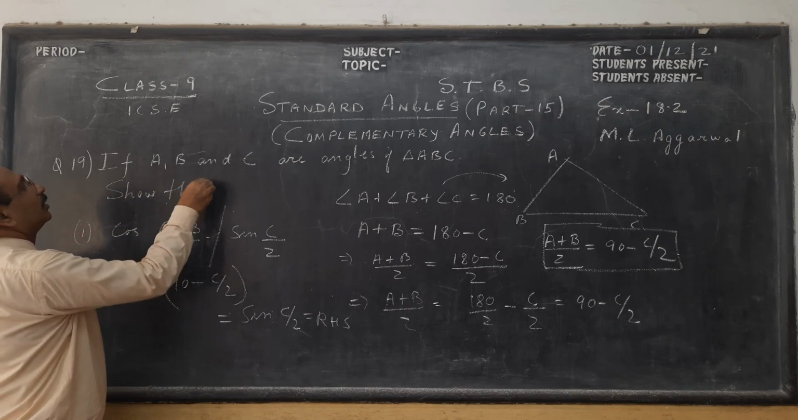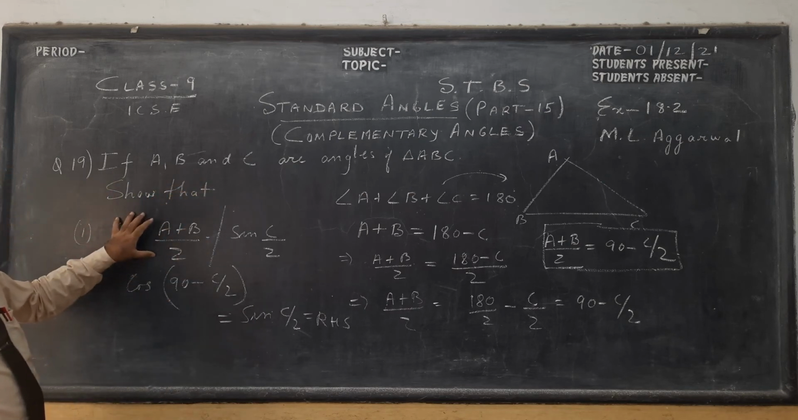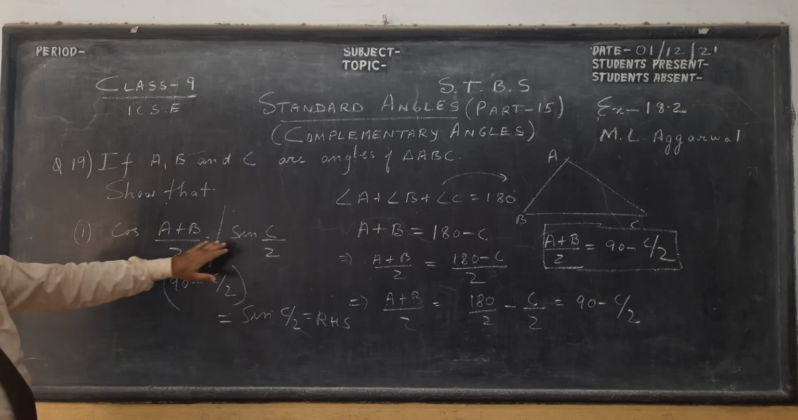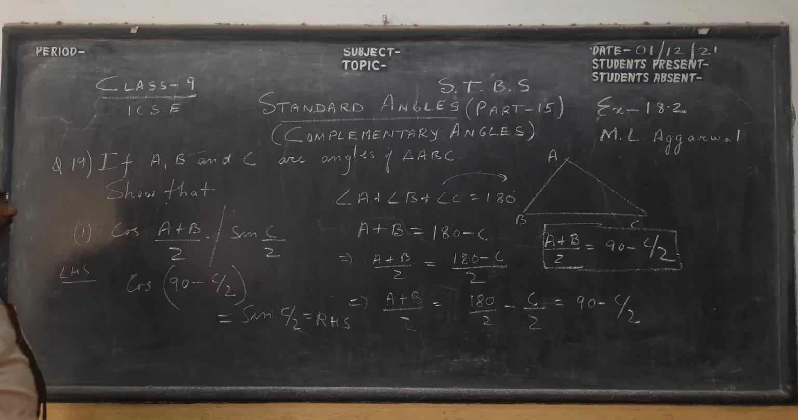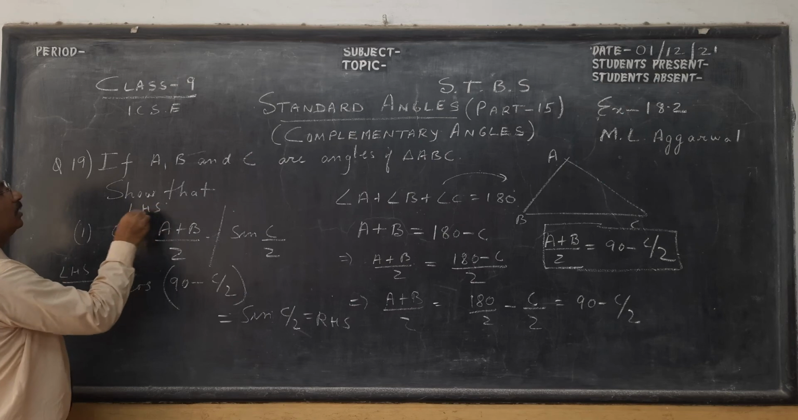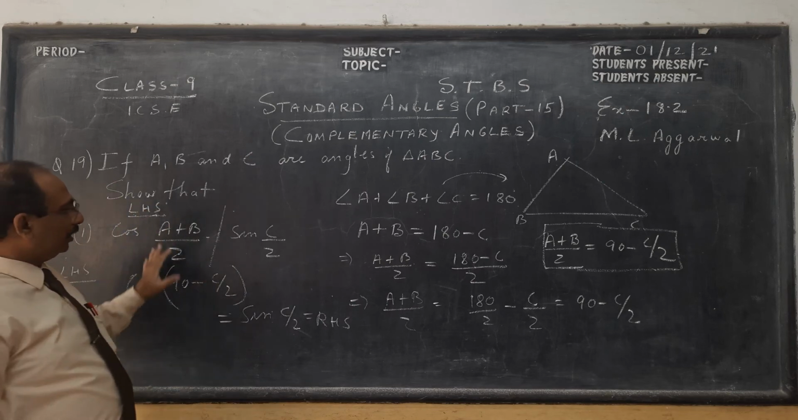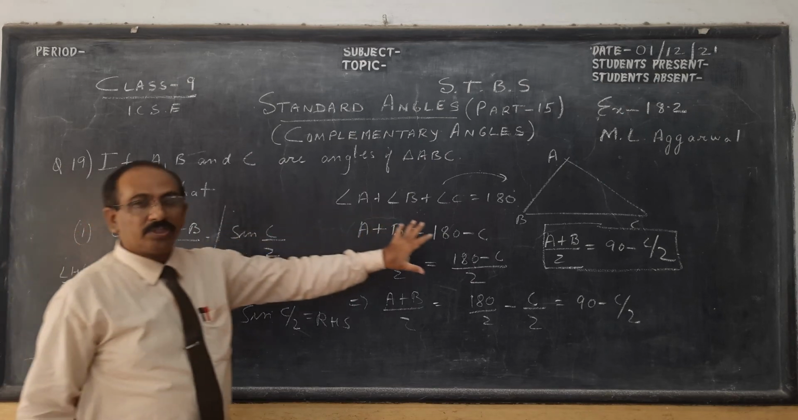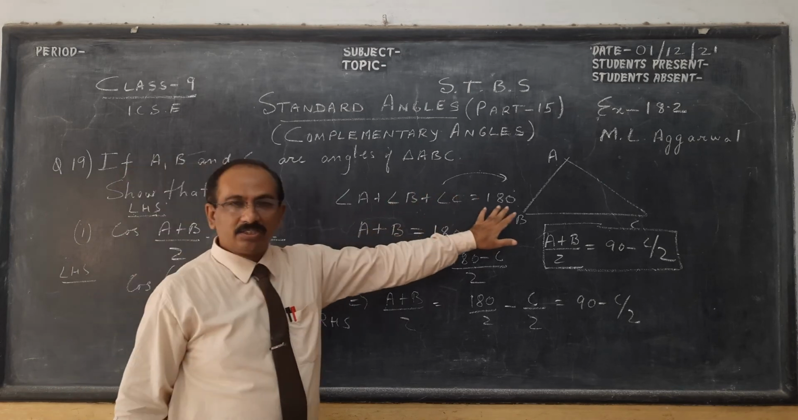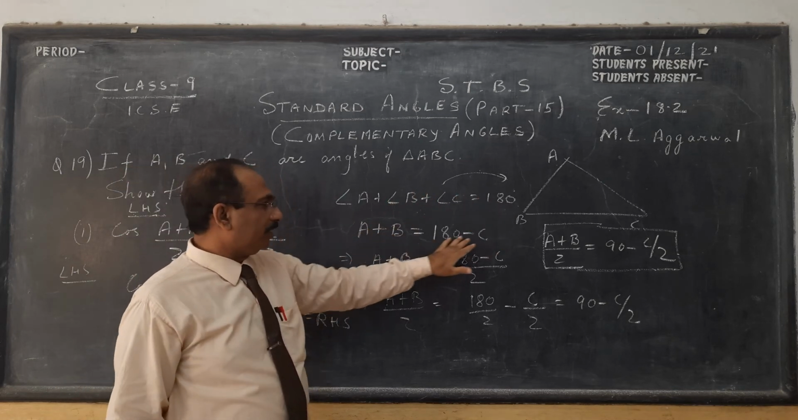Okay, we show that once more. Cos A plus B by 2, we have to show it's equal to sine C by 2. So I start with LHS. Before we do the LHS part, you need to understand this. Sum of 3 angles is 180. A plus B is 180 minus C.